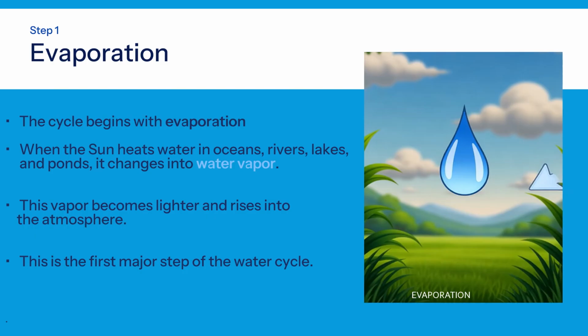First is evaporation. The cycle begins with evaporation. When the sun heats the oceans, rivers, lakes and ponds, the water changes into water vapor. This vapor becomes lighter and rises into the atmosphere. This is the first major step of the water cycle. I'll show you in the video how water vapor is rising towards the sky.